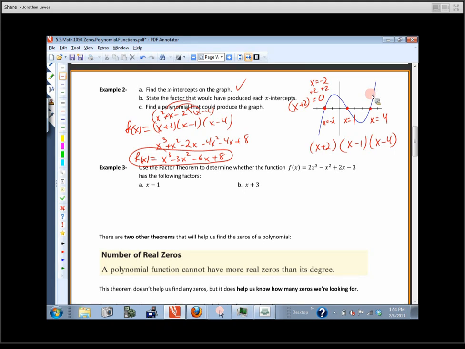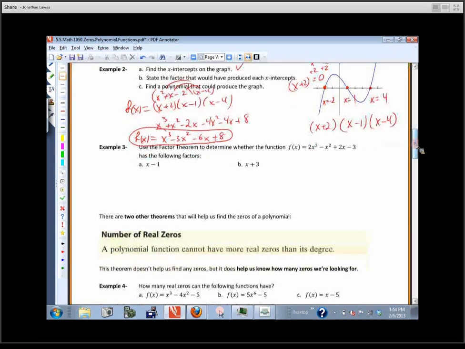Any questions? Sure? Okay, relatively easy. Okay, let's take a look at the next one. This one says, use the factor theorem to determine whether the function f of x equals 2x cubed minus x squared plus 2x minus 3 has the following factors.